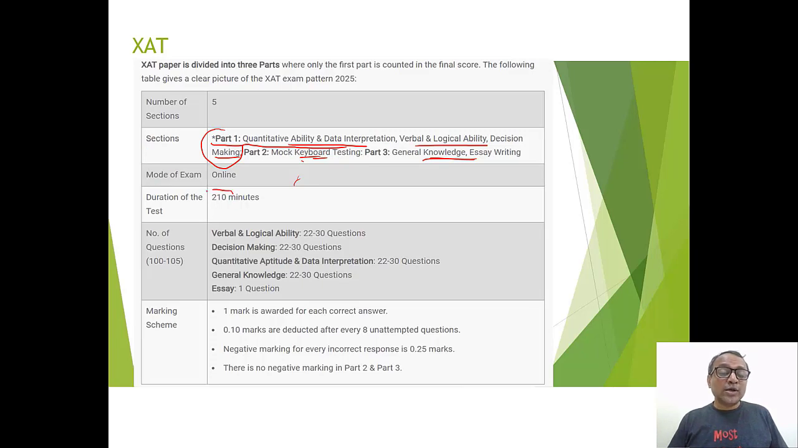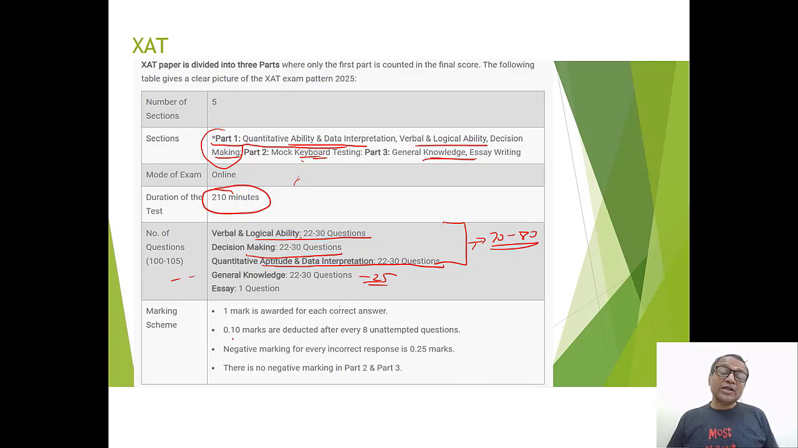The overall duration is 210 minutes, almost 3.5 hours, a huge time. In part 1, verbal has 20 to 30 questions, decision making 20 to 30 questions, and quant 20 to 30 questions. The number of questions usually varies from 70 to 80. Then you have the second and third parts: general knowledge with around 25 questions, and you may have an essay.